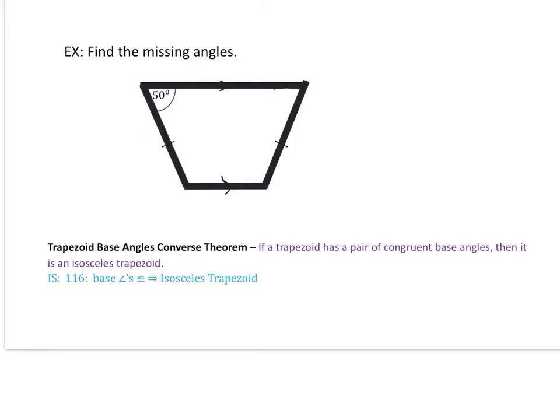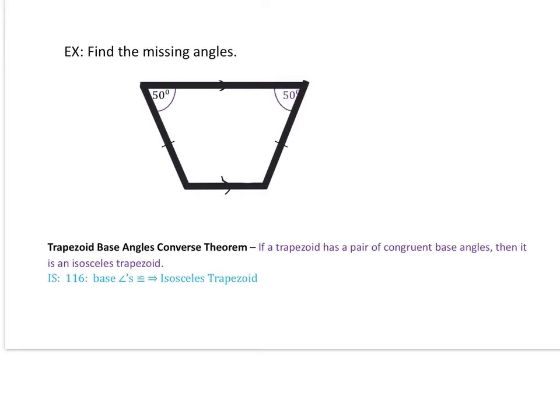All right, let's take a look at this example where we want to find the missing angles. We can see the two tick marks on each leg, matching tick marks, therefore it's isosceles, which means that the angles are congruent at the base. We know that if this one is 50 degrees, then this one must also be 50 degrees.